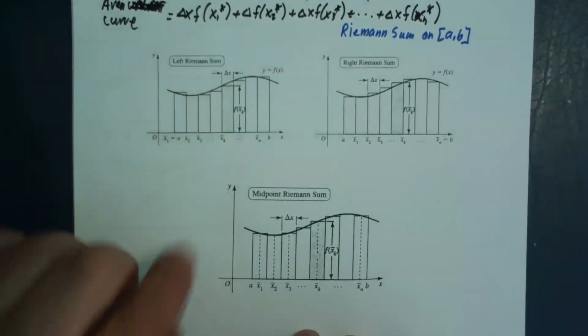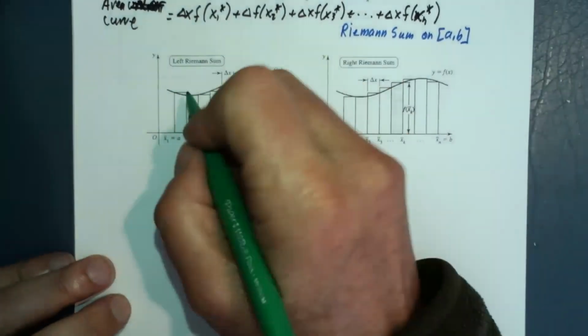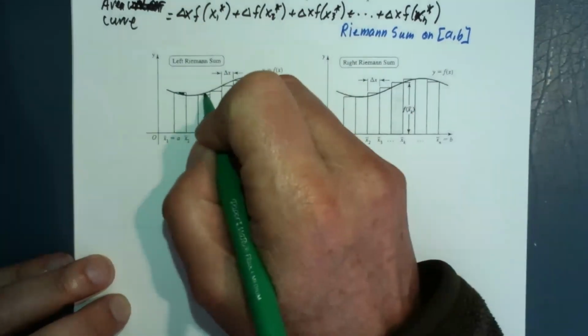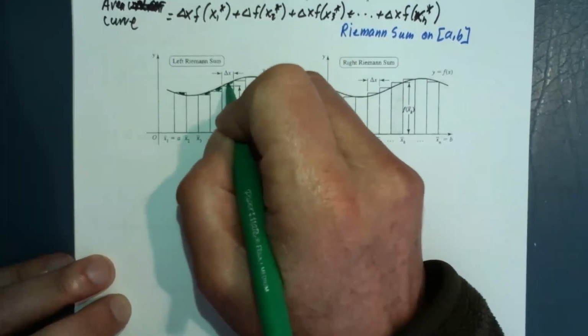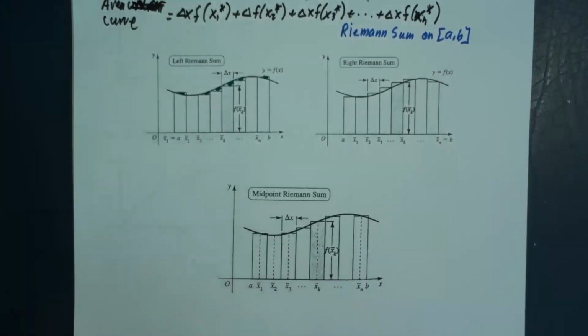Now over here, we're missing some area. You can see this little tiny. Here we have too much. Here we have too little, too little, too little, too little, and not too much. And you can see that this is going to be a problem.